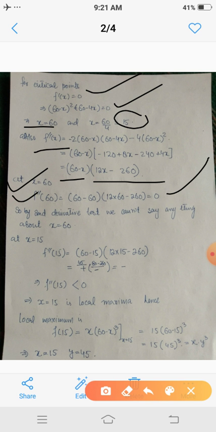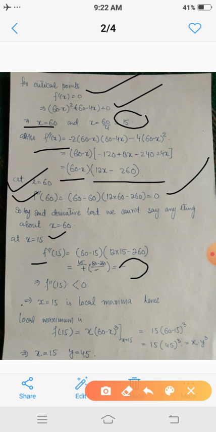So by the second derivative test we cannot say anything about x equals 60, whether it is a point of local maxima or local minima. Similarly, at x equals 15, f double dash of x is (60 minus 15) into (12 into 15 minus 260). Now 60 minus 15 is 45, that is positive. 12 into 15 is 180, minus 260, is a negative number. The product of negative and positive is negative, hence the whole value is less than 0.